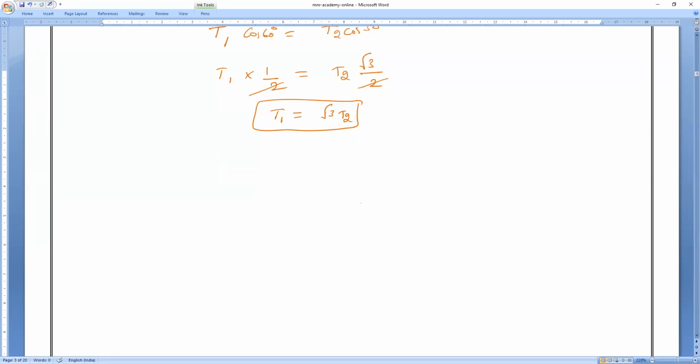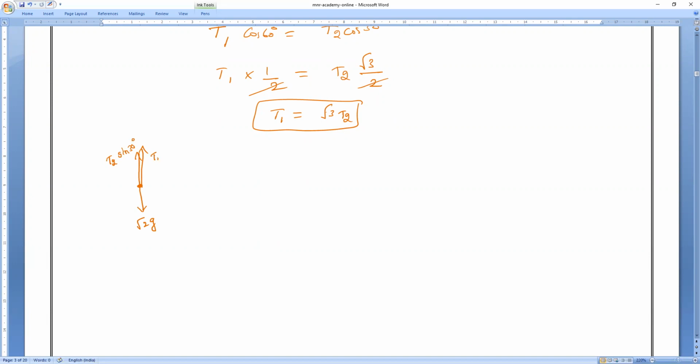Okay, so now T1 equals root 3 T2. This is what you have done. Next, anybody tell me the next point, upward and downward. Tell me, downward what is acting? Root 2 into g. Upward there are two forces. What are they? T2 sin 30.